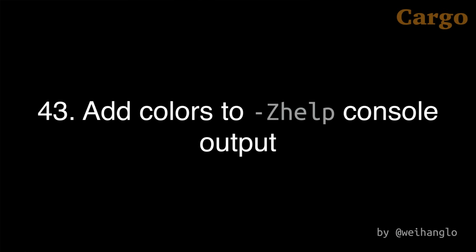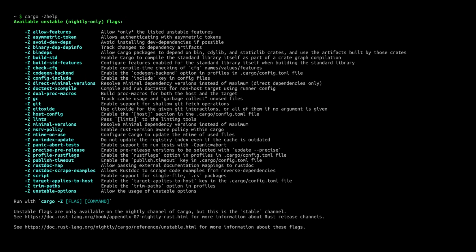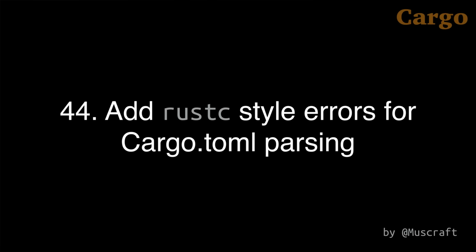Number 43. The cargo --help flag now produces colored output that looks like this. Your specific colors will be determined by your terminal settings, of course. Number 44. Cargo is beginning to style errors more like Rust compiler errors are styled. The first error whose style has been updated is an error encountered when parsing Cargo.toml.